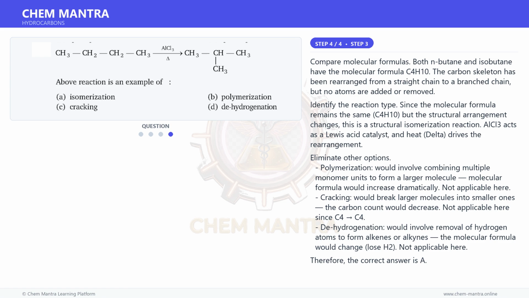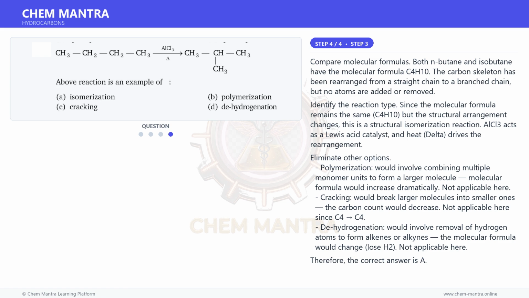Eliminate other options. Polymerization would involve combining multiple monomer units to form a larger molecule. The molecular formula would increase dramatically. Not applicable here. Cracking would break larger molecules into smaller ones. The carbon count would decrease. Not applicable here since C4 to C4.